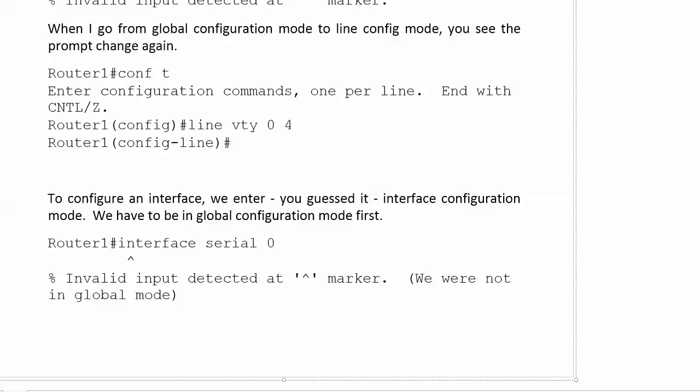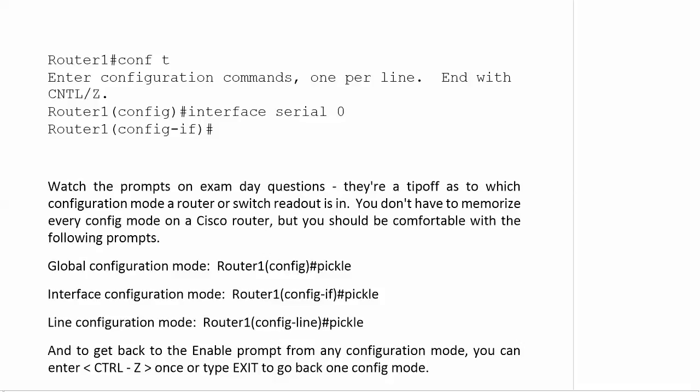And again, we have to be in global config mode first. You know what I'm going to say here. When you see the caret that close to the front of the line, what does it mean? You're probably in the wrong config mode. And we simply were not in global mode to get there. Once we went into global configuration mode, then you go into interface mode and it's fine.